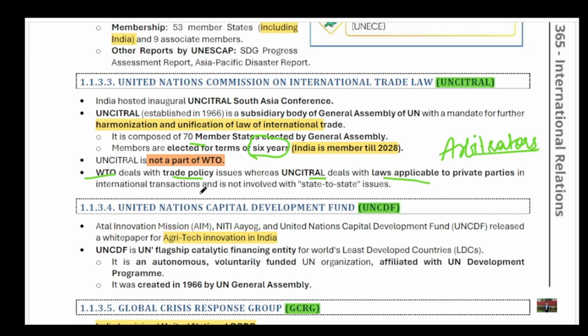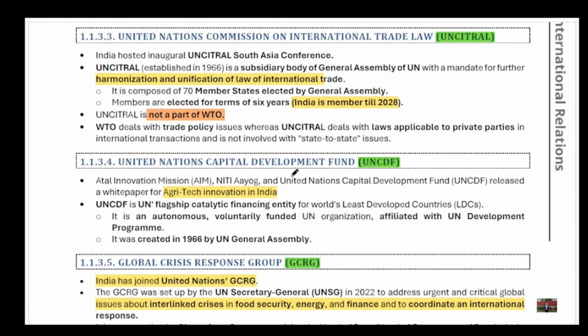So WTO basically deals with trade policy issues. UNCITRAL deals with law applicable to private parties in international transactions and is not involved with state to state issues. UNCITRAL does not involve itself in state to state issues. It mainly confines itself to private individuals. That is the difference between UNCITRAL and the WTO.